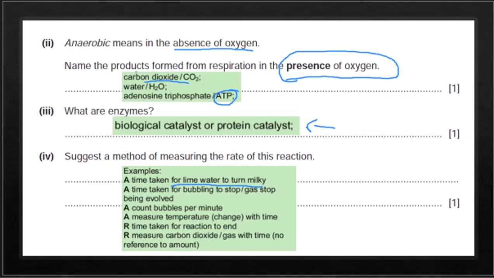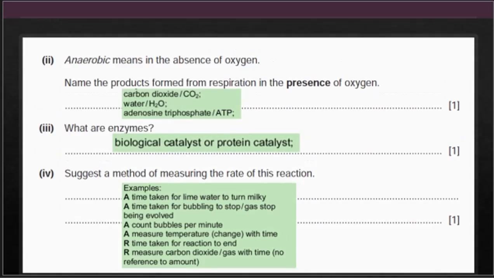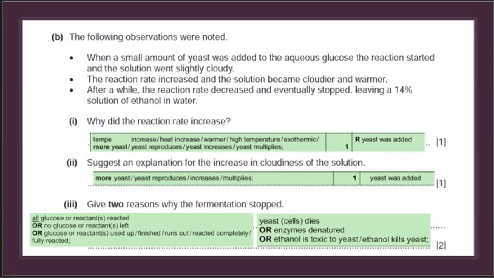So there are many different ways by which you could go about measuring the rate of this reaction if you wanted to. I've listed some here for you, but you don't have to put down all of them. All right, so next question.